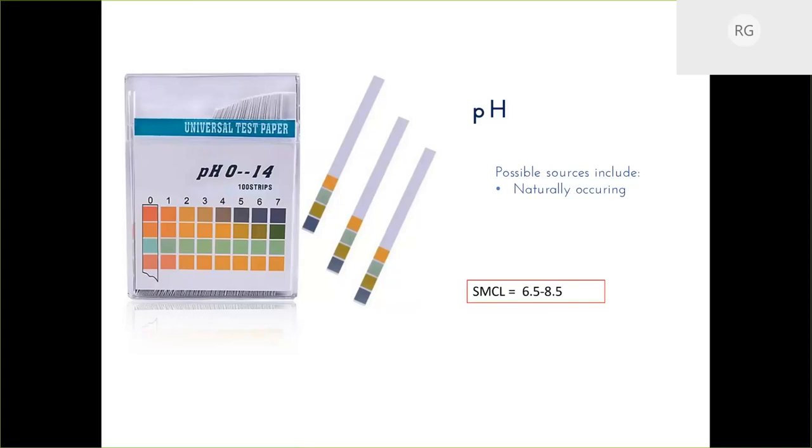Low pH, that means highly acidic water, can cause corrosion of pipes, shortening the lifespan of pipes, and possibly introducing dissolved metals that are in your pipes. It can also cause a bitter taste. High pH can lead to a soda taste and also deposits. And pH, it's just naturally occurring.